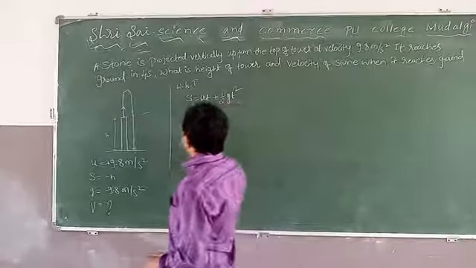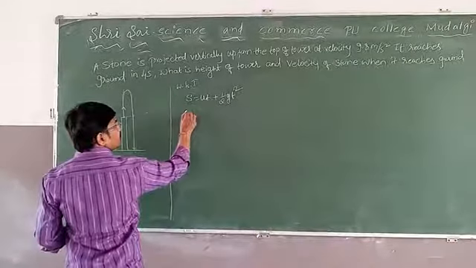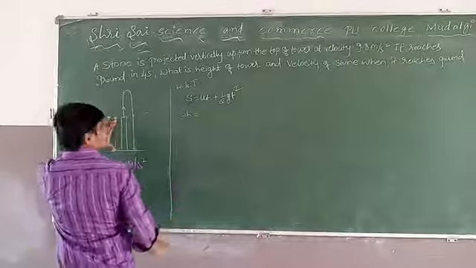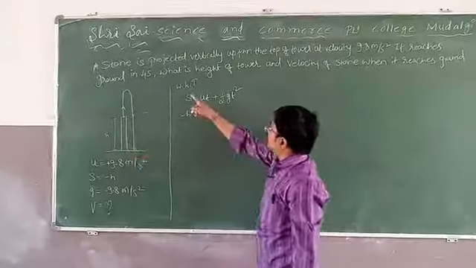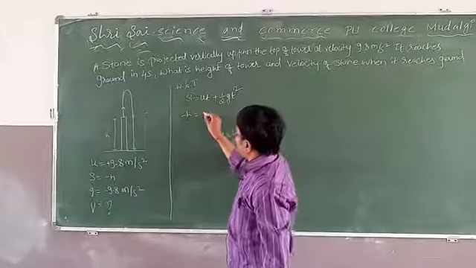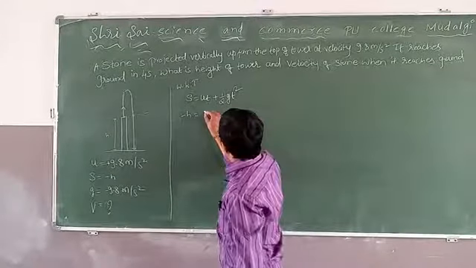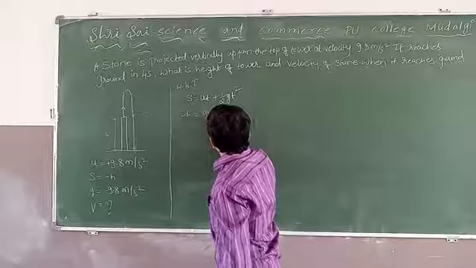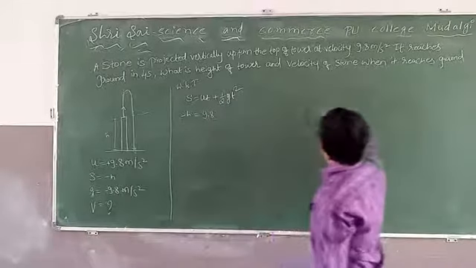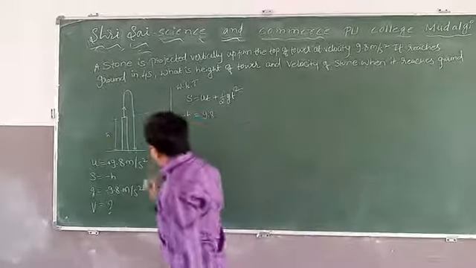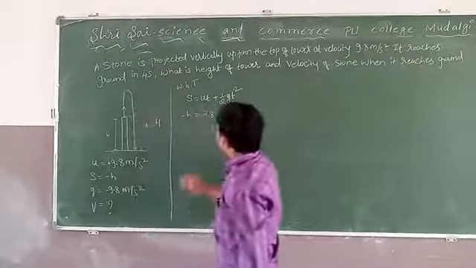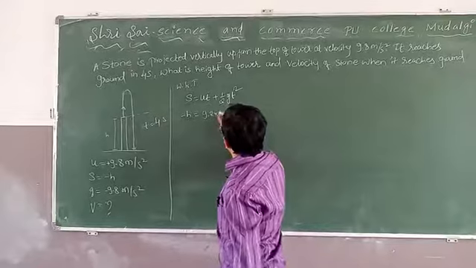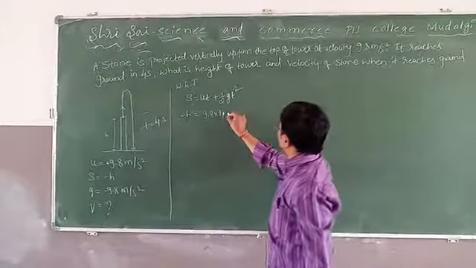Put all the values. s is equal to minus h. Okay, minus h means it is a height. What is u? u is 9.8. And one more thing they have given, the time it takes to reach the ground is also given. What is time? Time is equal to 4 seconds, already given.